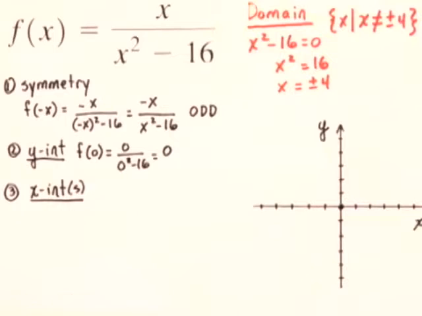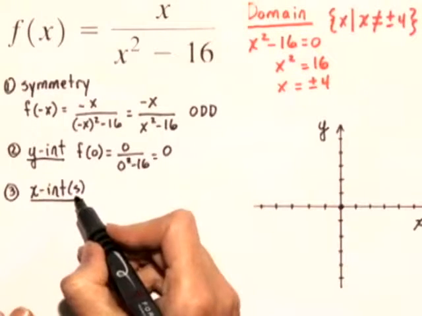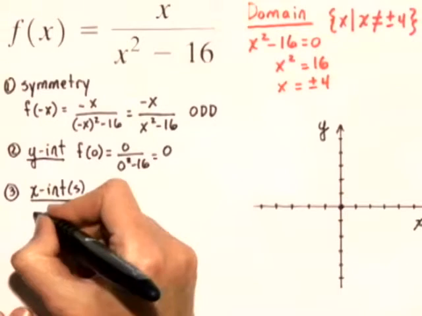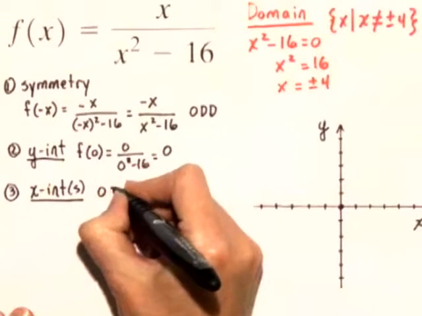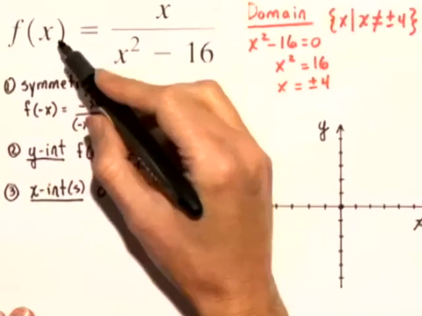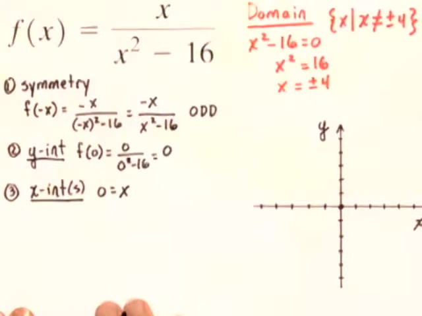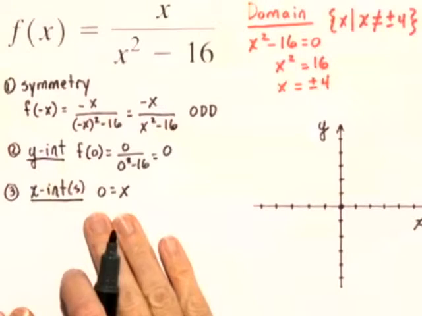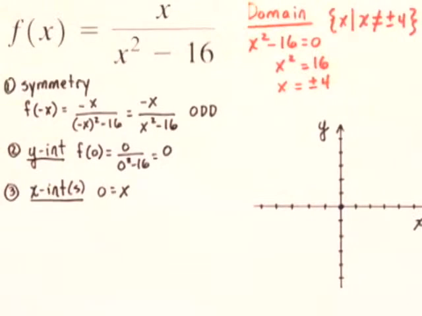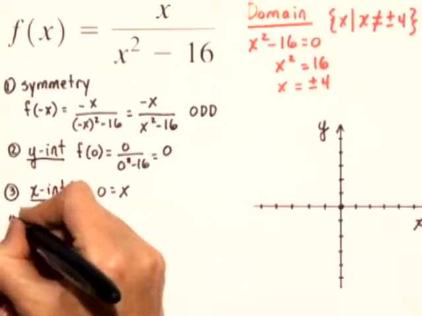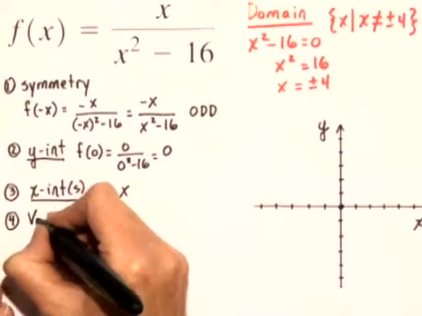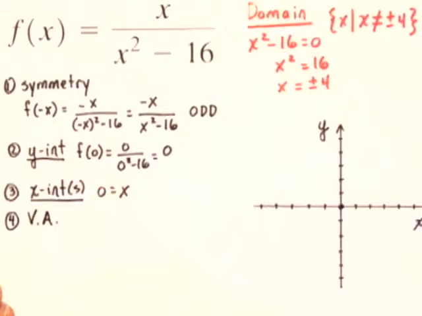So let's see if there are any additional x-intercepts. We find the x-intercept by letting y equal 0. So we have 0 equals, and then we just set our numerator equal to 0. x equals 0 is the only x-intercept. Now we move on to step 4. Step 4, we want to find any vertical asymptotes that we have.